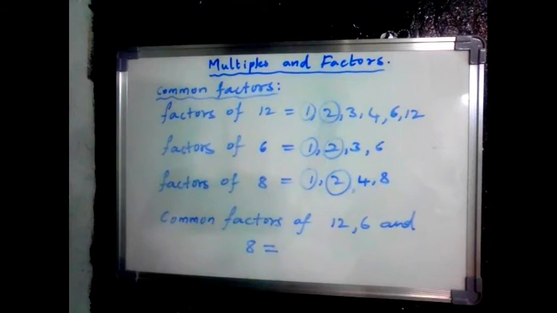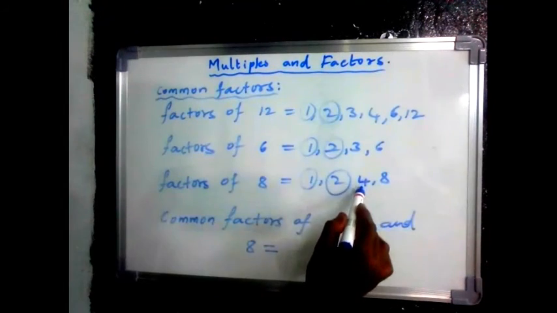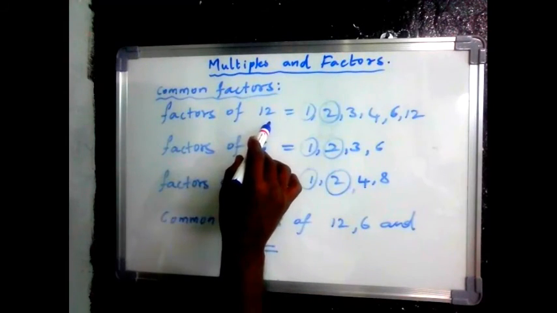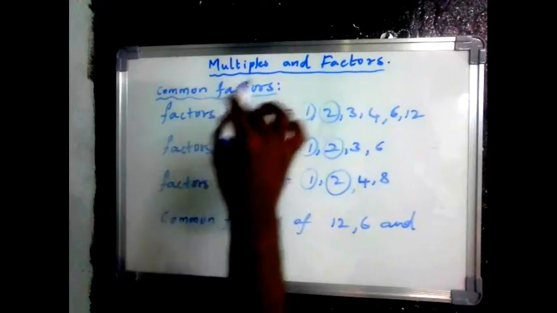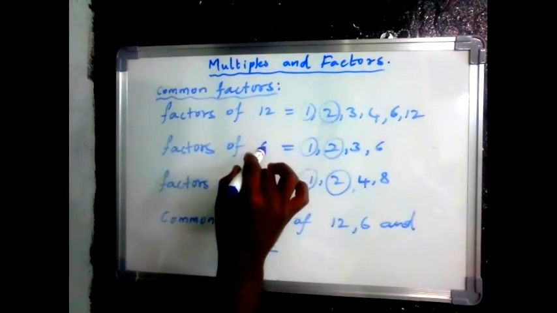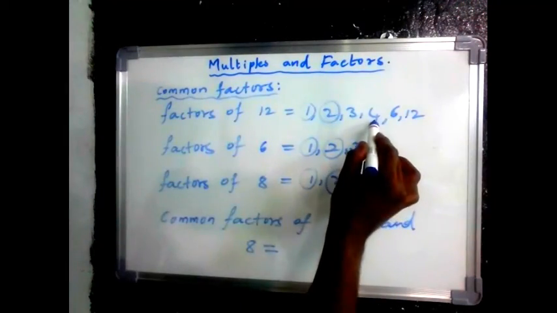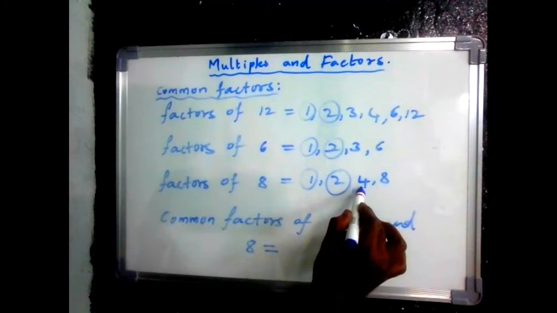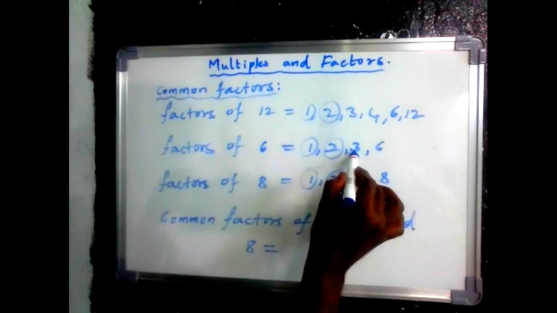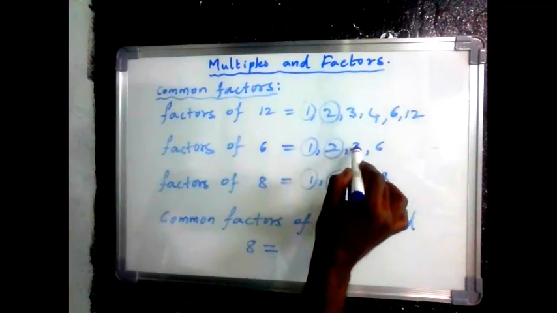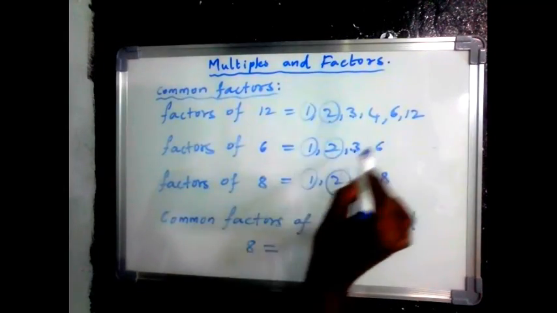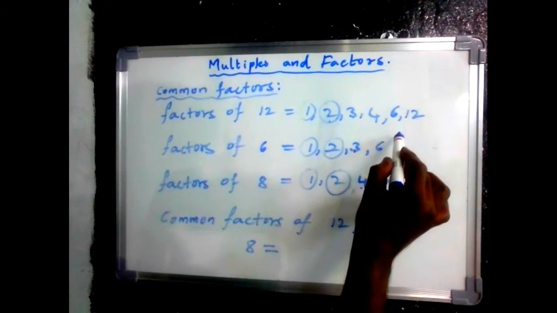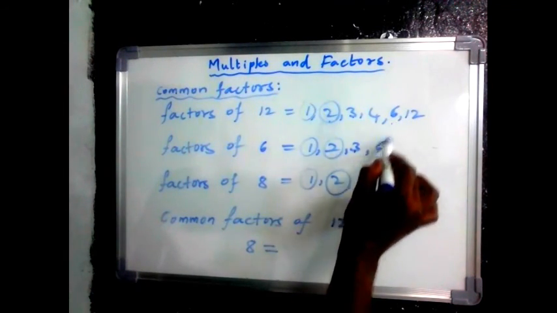In the same way, 4 is in only 2 factor lists. So 4 is not a common factor. Here we are taking 3 numbers into consideration. What we call common should be in all the factor lists: the factors of 12, 6 and 8. But 4 is in only 2 numbers, so 4 is not a common factor. In the same way, 3 is also in only 2 numbers. 2 is in all the factor lists. In the same way, 6 is also in only 2 numbers.